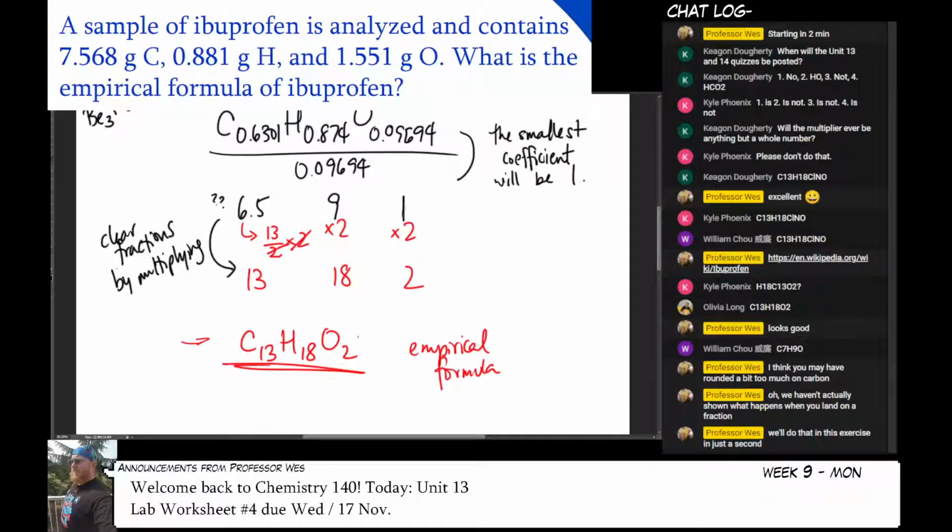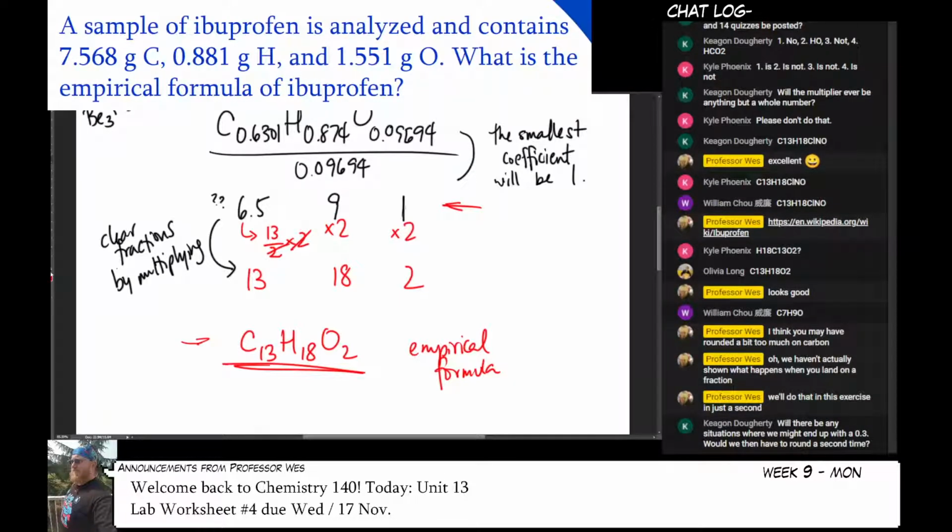So if you get a fraction when you're doing this step right here, don't round from 6.5 all the way up to 7, because you're rounding by a significant amount. That's too much. If you end up like 0.001 away, yeah, you can round that. That's okay. But if you're more than 0.1 away, then start looking for situations where you might have to multiply.